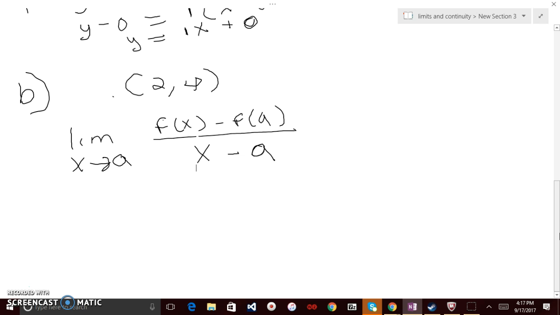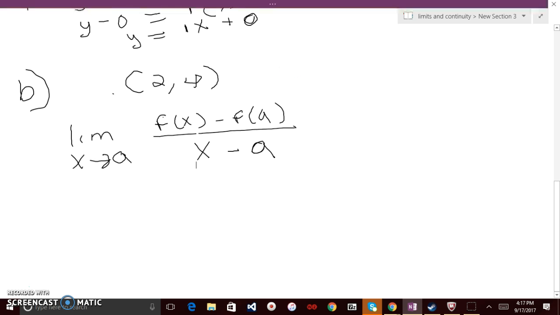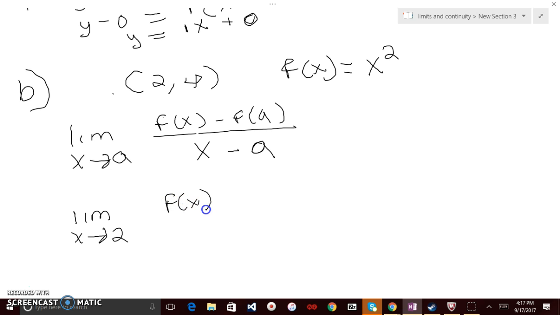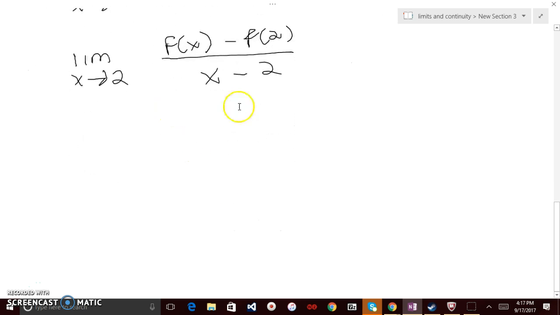So now let's make it more specific to our case, where we have the points 2 and 4, and our function f of x. Let me get my pen back. And our function f of x is equal to x squared. So it's going to be the limit as x approaches 2 of f of x minus f of 2 over x minus 2. So this is what our limit equals.